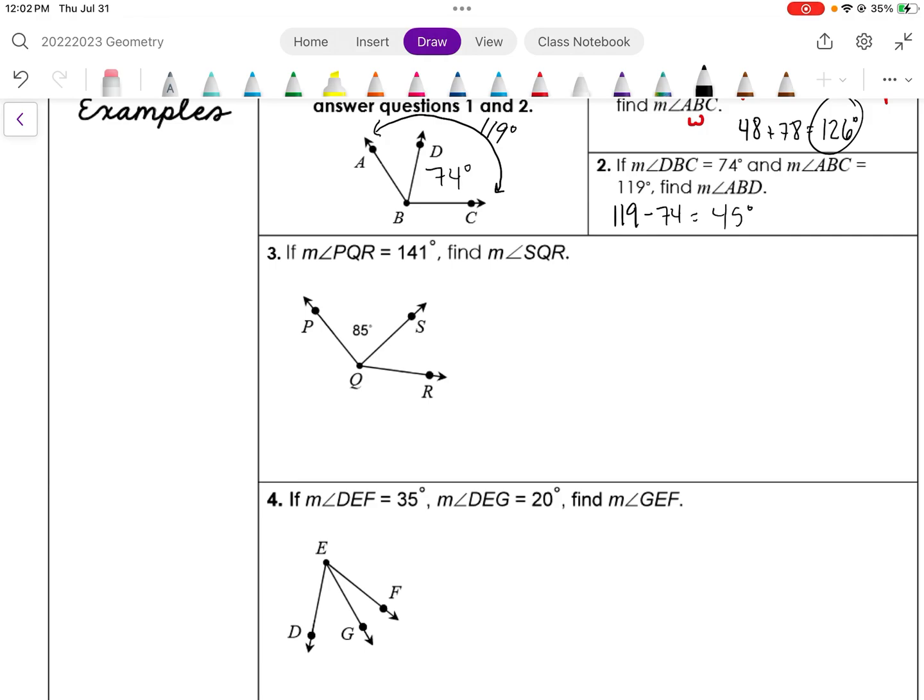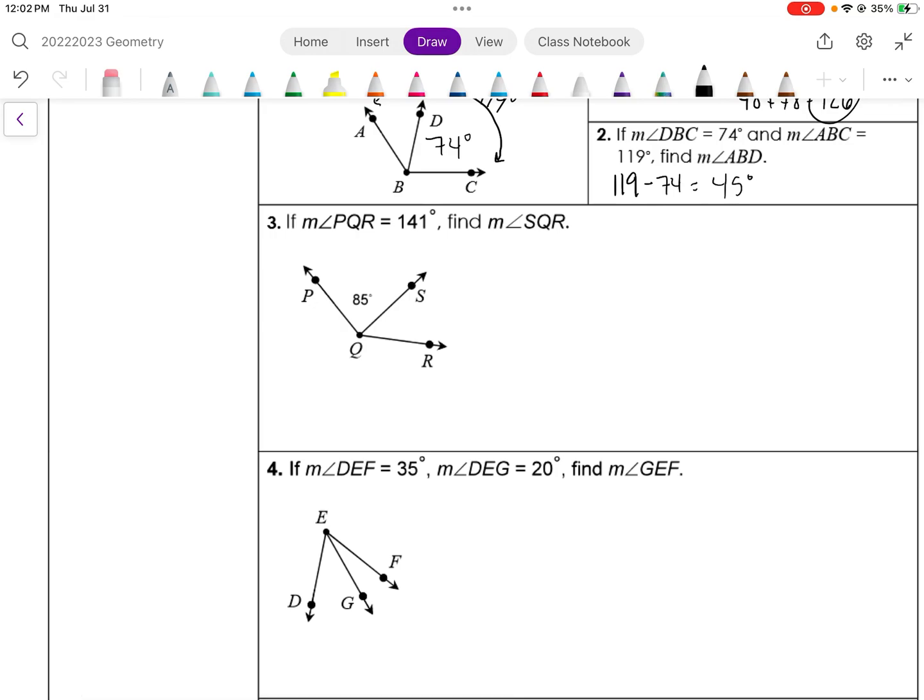Okay, so you can pause me if you want, or you can just go on your own, follow along the second part of the notes. But just ask yourself, part or whole? Is this part or whole? What am I finding? Okay. It does give you PQS, and this one is 85, and it tells you PQR is 141. PQR is the whole thing. It's 141. So we need to take 141 minus 85. And it should be 56.